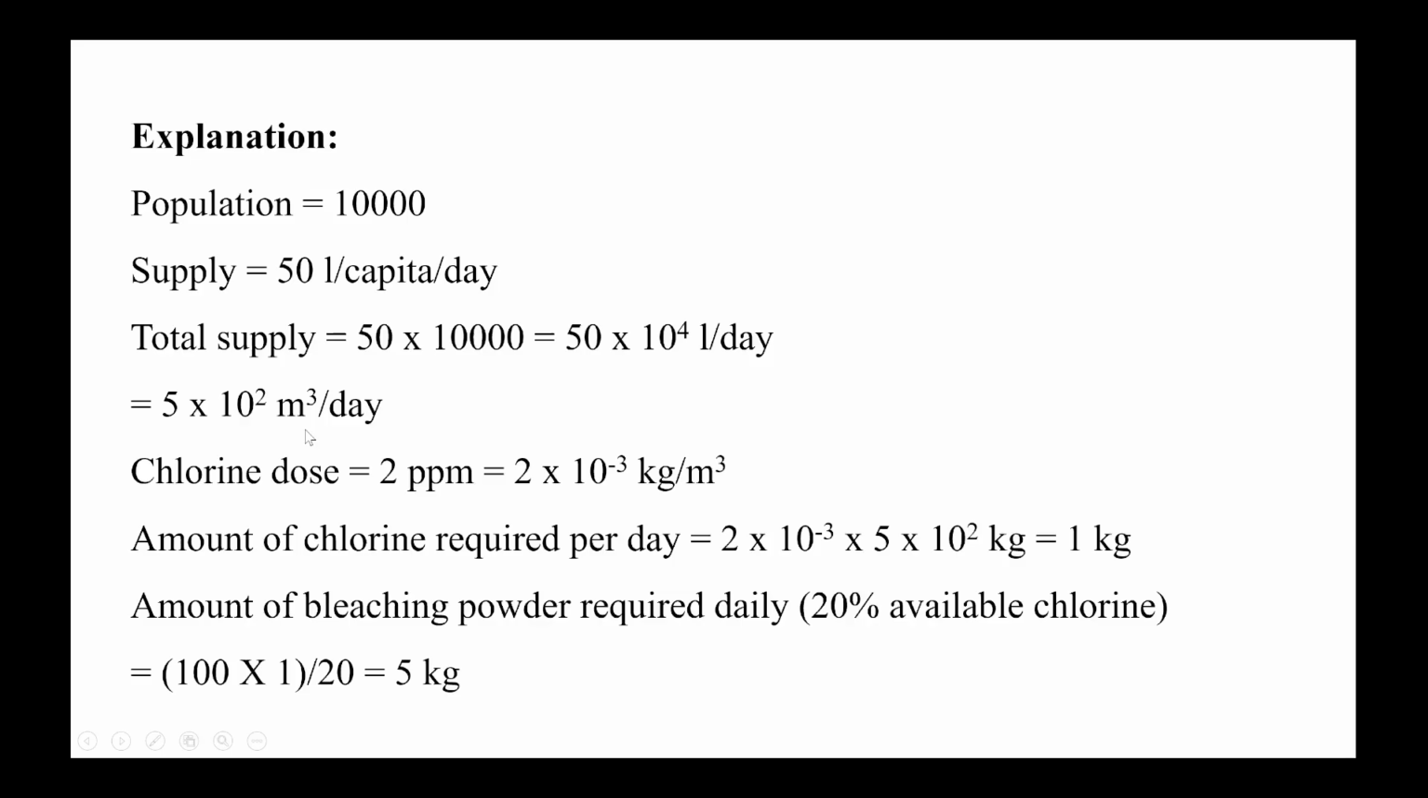So for these many meter cubes, 5 into 10 raised power 2 meter cubes, how much chlorine will be required? It will be 2 into 10 raised power minus 3 multiplied by 5 into 10 raised power 2 kg. So that comes to 1 kg. Okay, so 5 2s are 10, and then here minus 3 plus 2 would be minus 1. So 10 into 10 raised power minus 1 would be 1. So amount of chlorine required per day would be 1 kg.